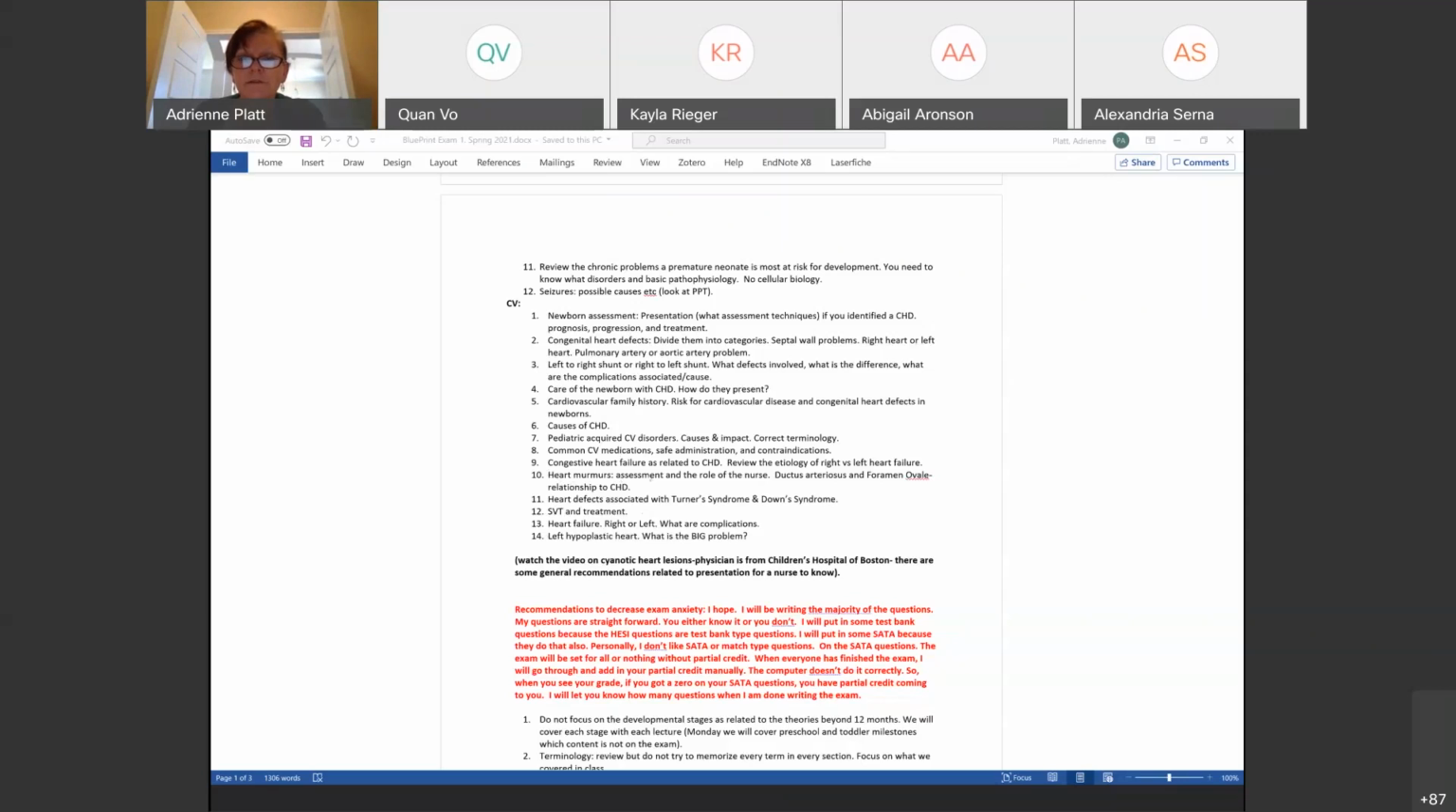Heart murmurs. You're going to identify them. You're going to document where they're heard best. And you're going to report it to either the charge nurse or, if they're doing rounds, the provider.